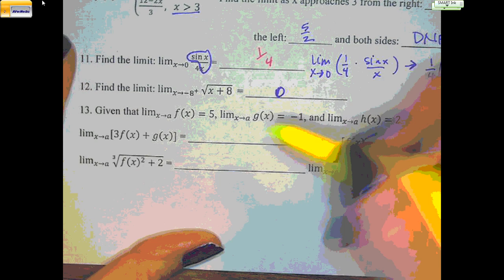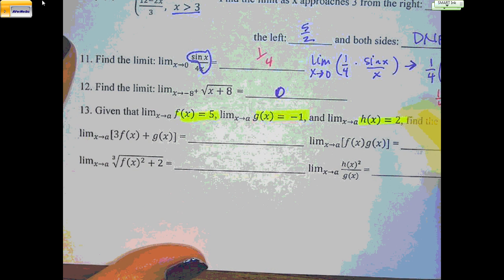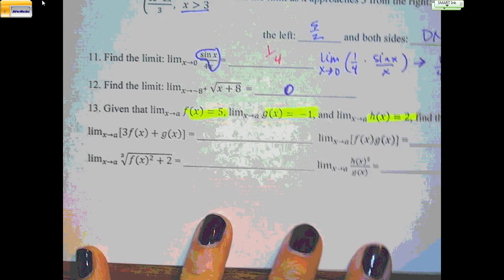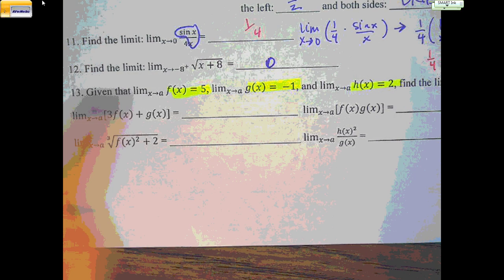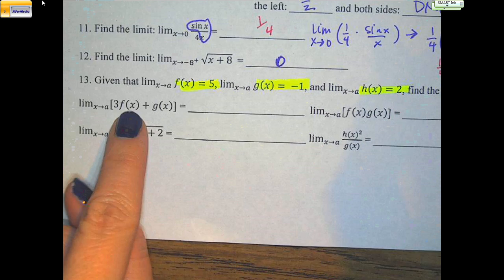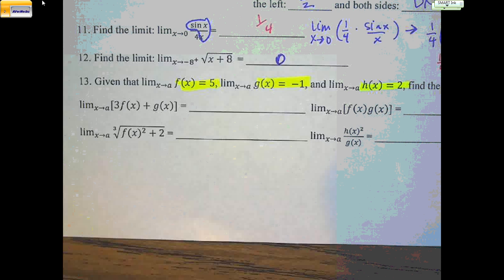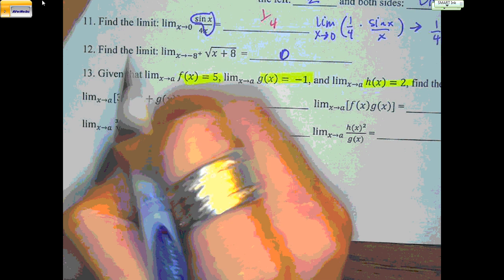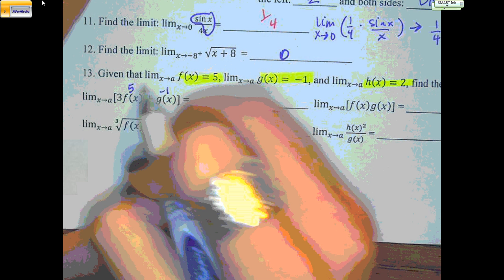They give us some givens. They say as we're approaching some sort of arbitrary number, f of x is 5, g of x is -1, and h of x is 2. You're just going to have to apply the rules. And again, this is one of those deals where I didn't make you write out all the steps, but what you're really doing is you're taking 3 times the limit of f of x and the limit of g of x, and you're allowed to do that, rather than putting the functions together. So we have 3 times that answer was 5. G of x was -1. So you do all that. What do you get? 14.